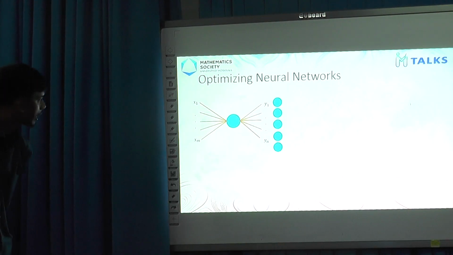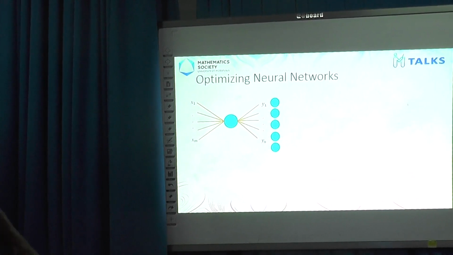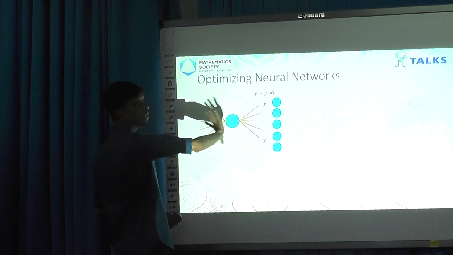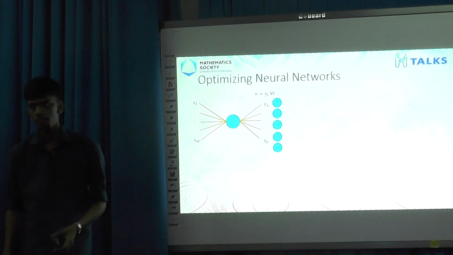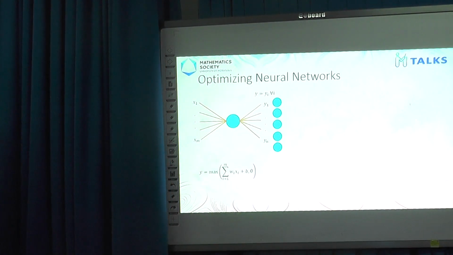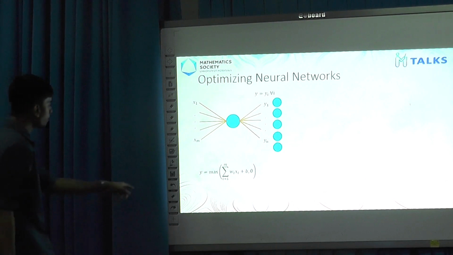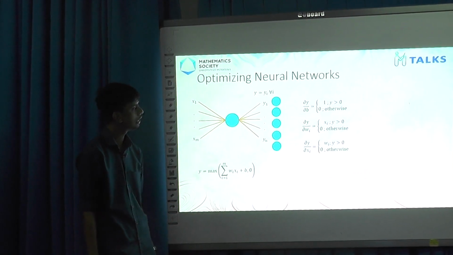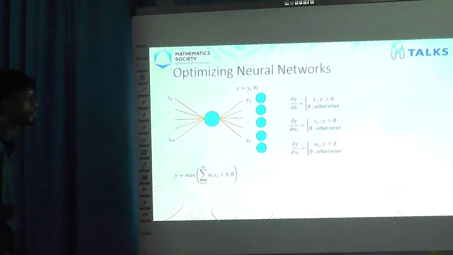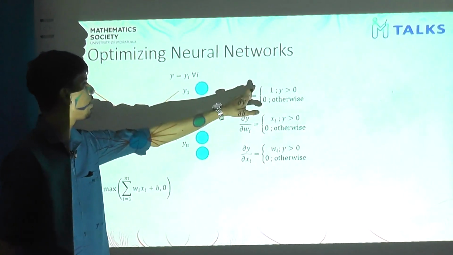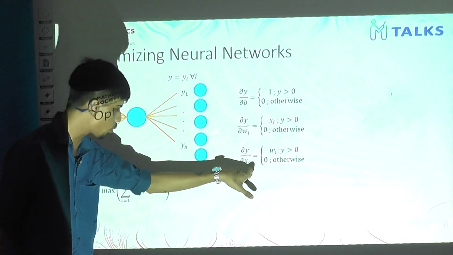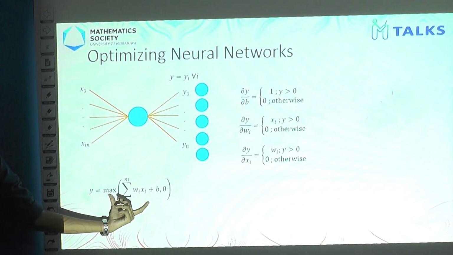Let's say our neural network is like this, one neuron. You have many inputs and your output can be fed into many neurons. Then you can represent your y as this, and you can calculate these derivatives very easily. It's pretty much straightforward. You can calculate the derivative with respect to b, the derivative with respect to w_i, and the derivative with respect to x_i.